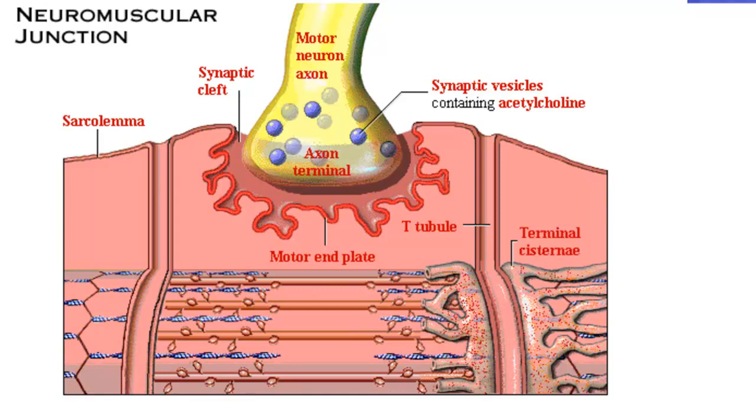The terminal cisternae are specialized regions of the sarcoplasmic reticulum that serve as reservoirs of calcium ions, shown here as red dots. Portions of the sarcoplasmic reticulum have been removed here in order to see the underlying structures. The sarcomere is the contractile unit of the muscle cell that extends from one Z-line to the next.